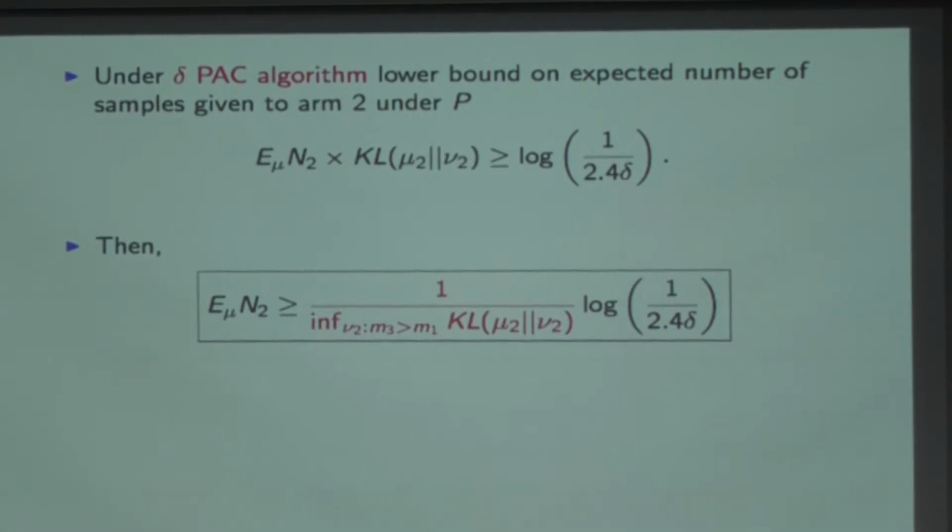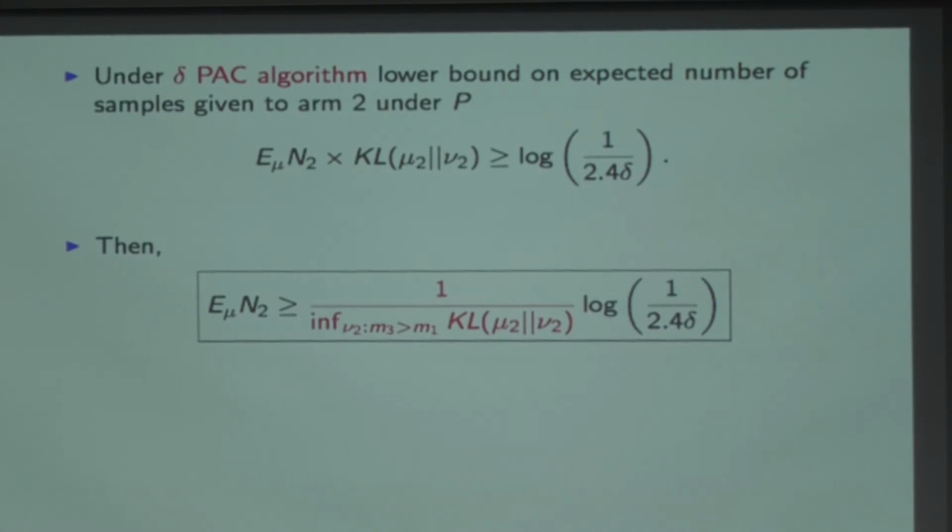And now the simple observation is that I can always come up with a distribution nu2 which is arbitrarily close to mu2 in Kullback-Leibler distance and arbitrarily far in terms of mean. And what that means is that this infimum will be 0 because it's arbitrarily close, so I can make it as close as I want. So this is going to be an infinite term here. That means the lower bound on the expectation is infinite. So if I allow all such distributions to exist, if I say my delta-PAC algorithm works on all of these distributions, then we have a problem. Then it's going to need to spend an infinite amount of time on the second arm to separate these two.